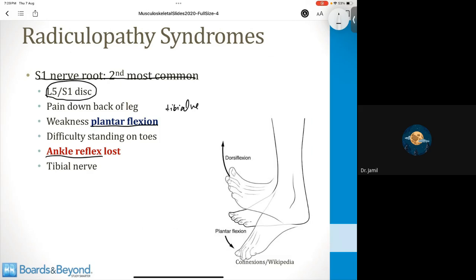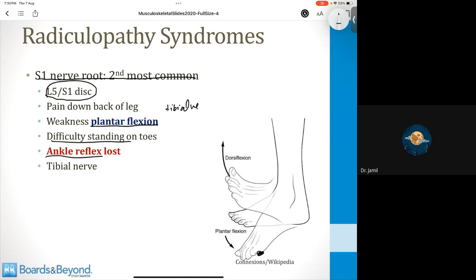We know that we have an ankle reflex. You might have done that in your med school, right? If you're striking the tendon of the ankle, it's going to jerk inward, right? So whenever we have compromise or radiculopathy at the level of S1, tibial nerve is going to be affected. So it's difficult to stand on toes, because while standing on toes, we need to plantar flex the foot, right?